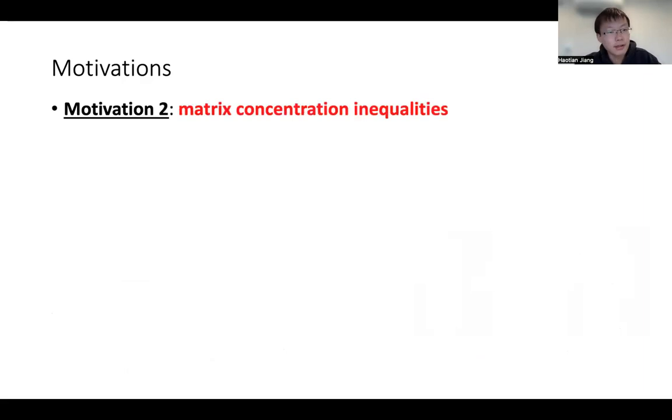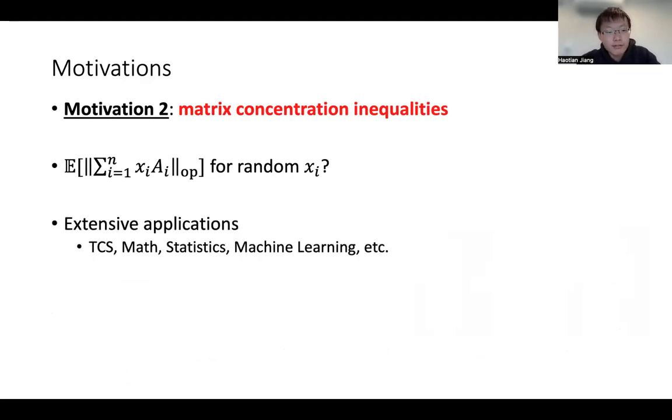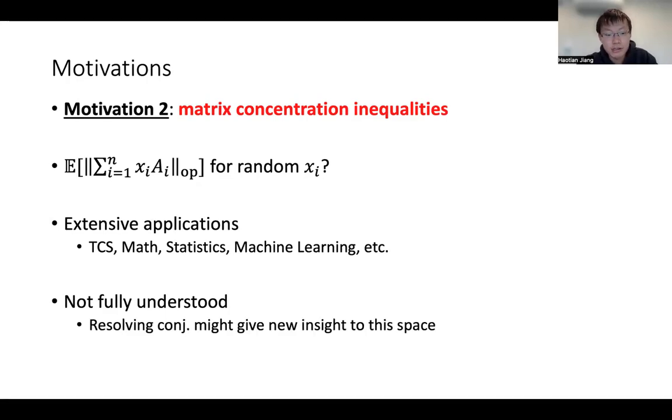So a second motivation is this area called matrix concentration inequalities, where a typical question that's studied is what is the typical value of the operator norm of the sum of xi ai for random plus minus one xi's or standard Gaussian xi's. So this question has a lot of extensive applications to many different areas, but it is not fully understood for general matrices ai. And it turns out that resolving the conjecture might give new insight into this space of questions as well.